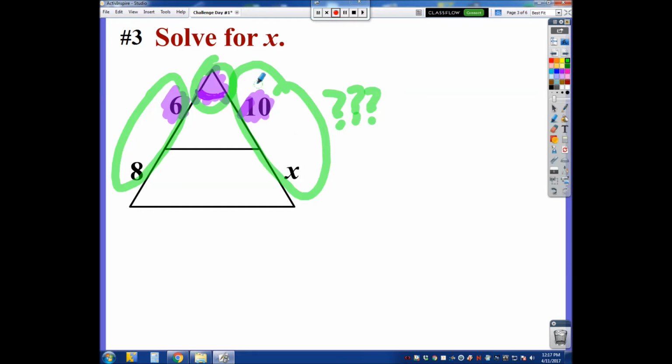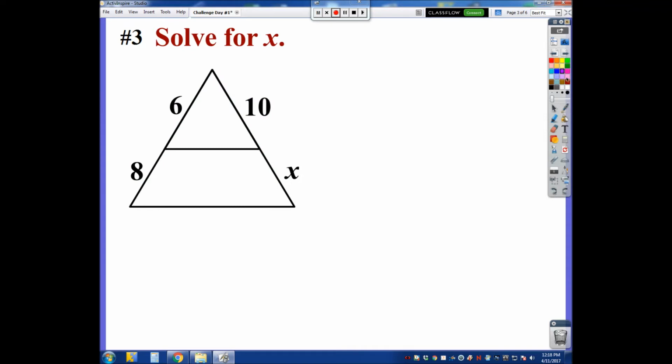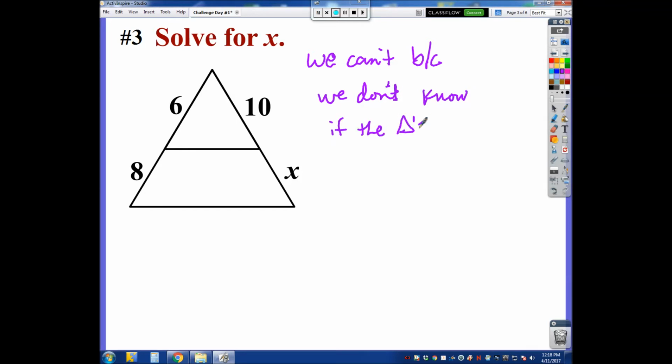You don't know how big this right side is. It's 10 plus x, and you don't know what x is. So you don't know if these sides are proportional to these sides. So, trick question. Solve for x? We can't, because we don't know if the triangles are similar. Gotcha.